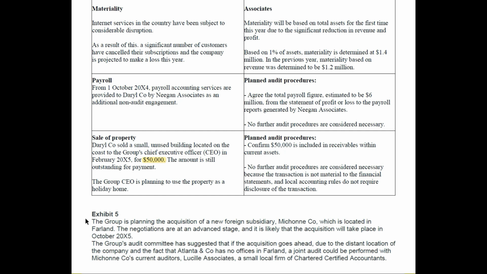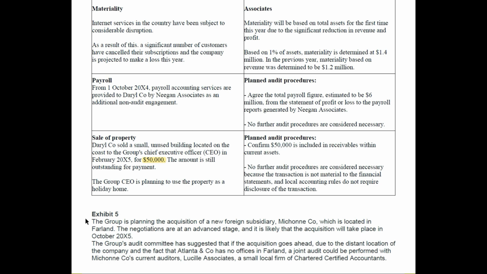and we discussed this while we were reading out the question. That see, it says confirm 50,000 is included in receivables within the current assets. But don't you think we can review the cash book or the cash receipts related to this transaction, that this 50,000 has been received or not? We have to confirm this, it's still outstanding.